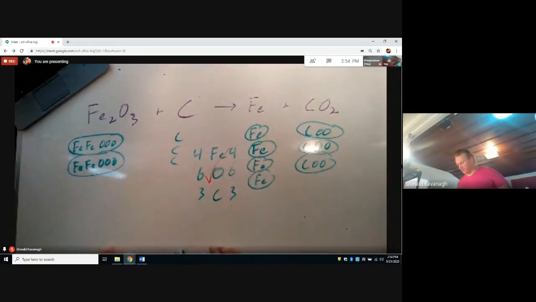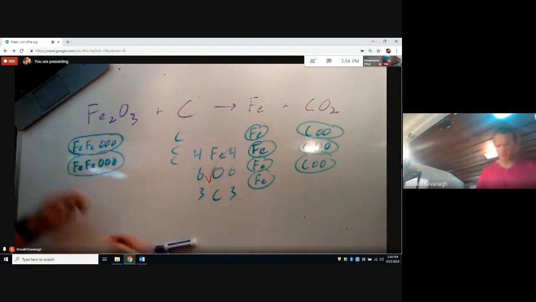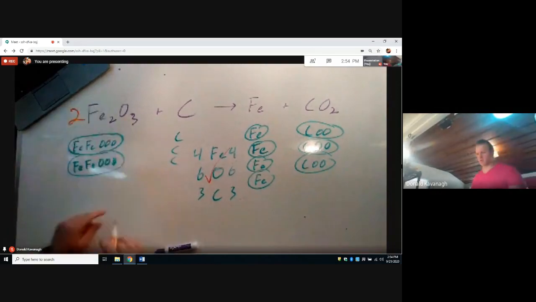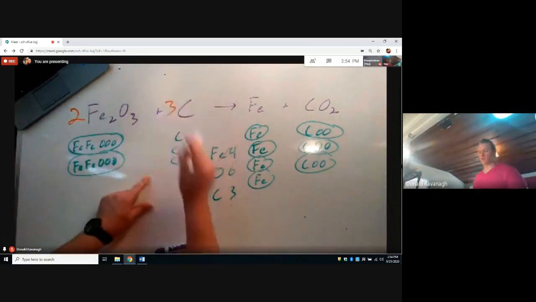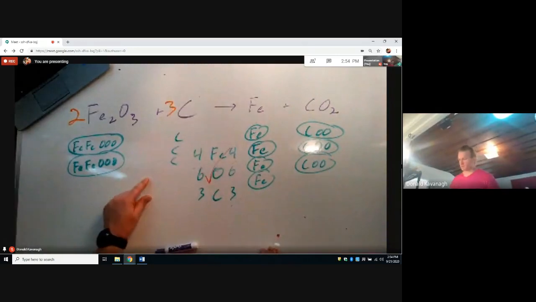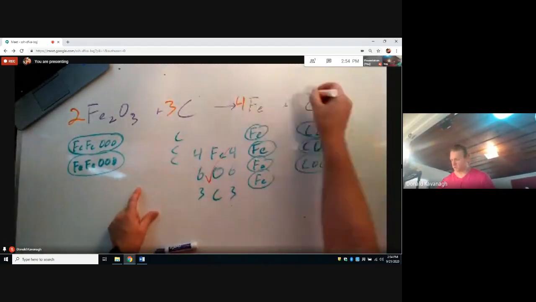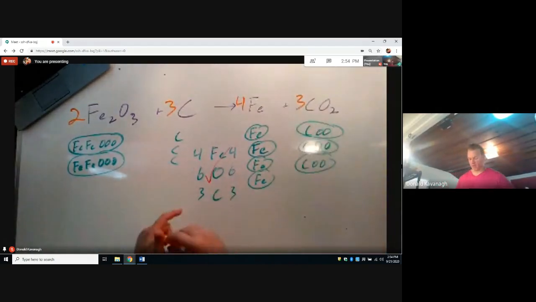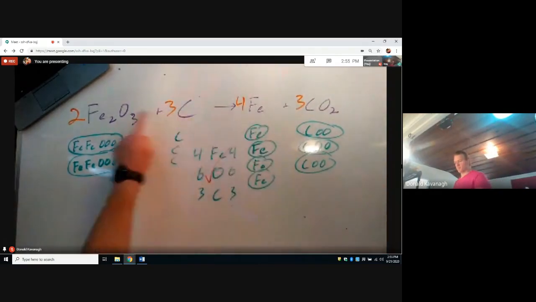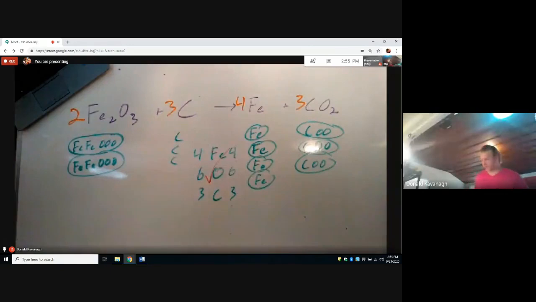In the balanced chemical reaction, it is a 2 to 3 ratio of reactants and a 4 to 3 ratio of products. These numbers cannot be reduced down. So that is our final answer.